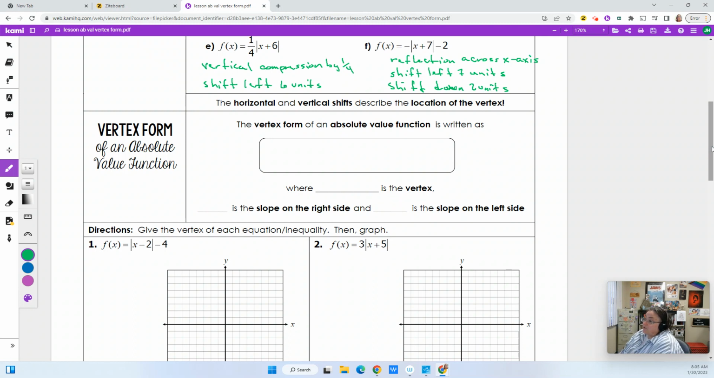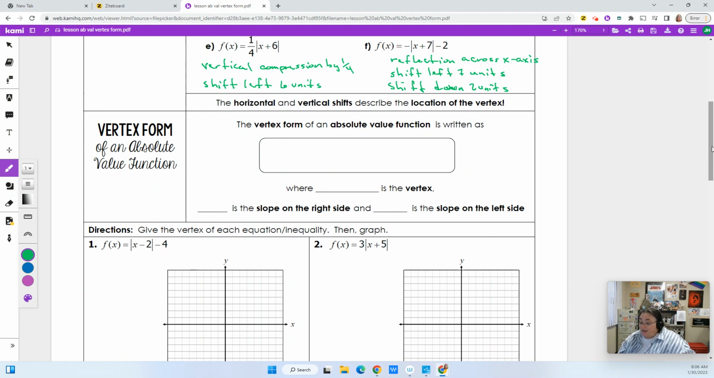The horizontal and vertical shifts tell you the location of the vertex. And if you remember, when we were talking about the vertex, it is that turning point that we have when we're talking in terms of absolute value functions. And we have a vertex too when we're talking about parabolas, but today we are not. I only mention that because that is what we're about to be moving into.